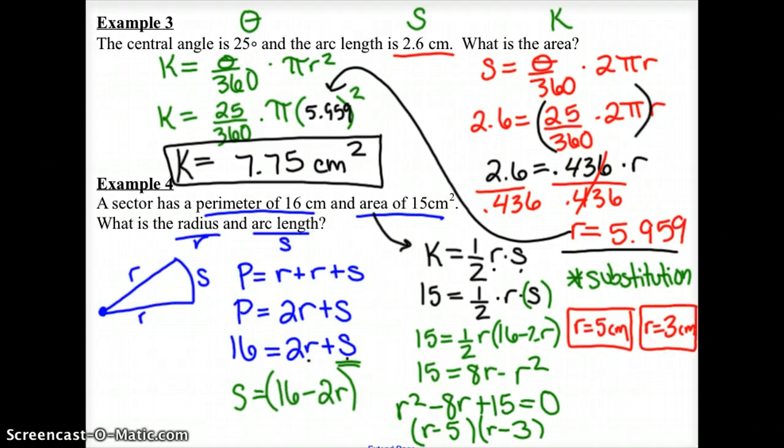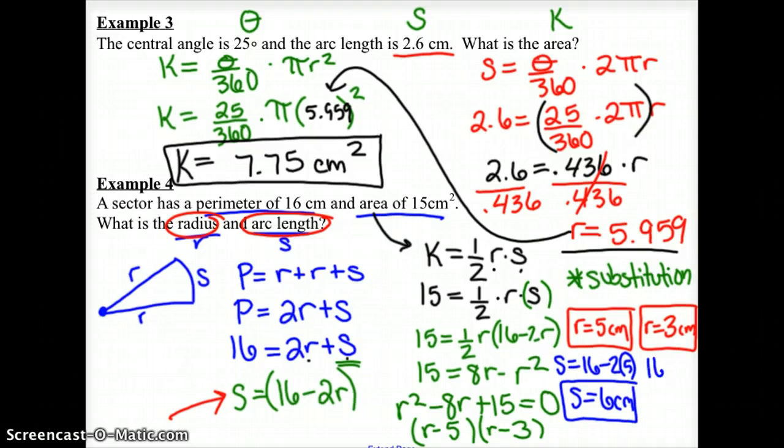So I did find the radius that I was looking for. I also need to give the arc length. Well, going back to my arc length formula, I know that the arc length would equal 16 minus 2 times 5, which gives me 6 centimeters. And for 3 centimeters, 16 minus 2 times 3 equals 10 centimeters. So I have 2 different radiuses and 2 different arc lengths.